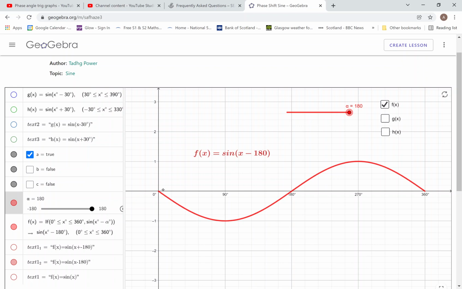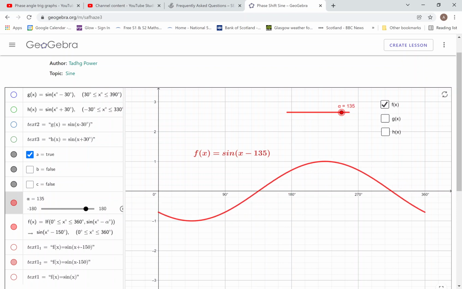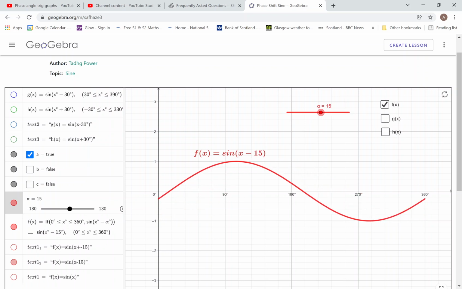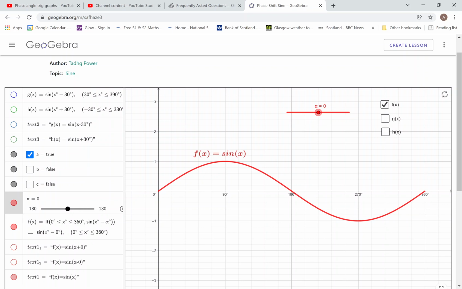This is why we get this minimum turning point section here from 0 to 180, because remember, the sine graph is not just one graph isolated, it's an infinite repeating graph that continues as a wave. If I go back to 0, you can see that our starting point, which is currently at 180, goes back to where we expect the sine curve to start, at 0. And we're back to our sine x graph.